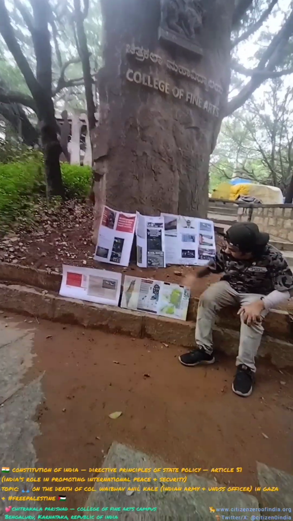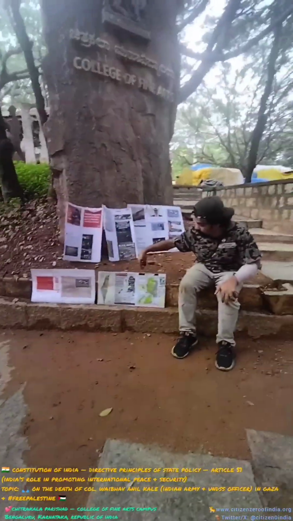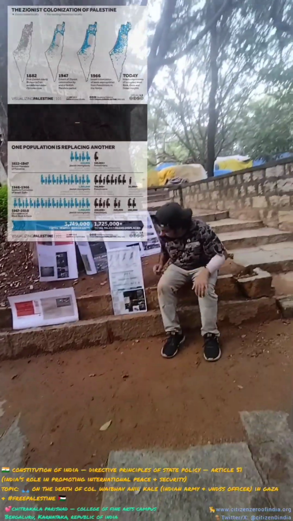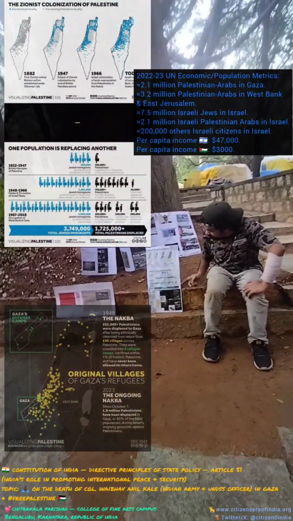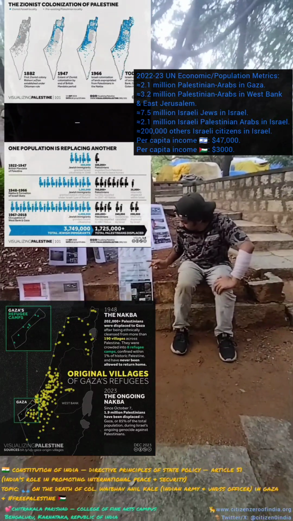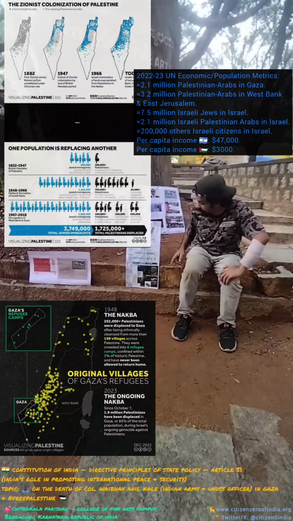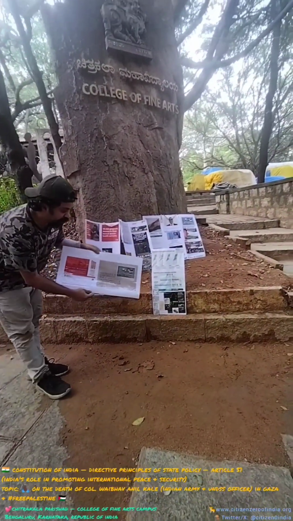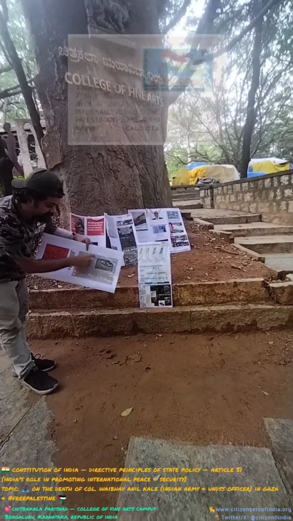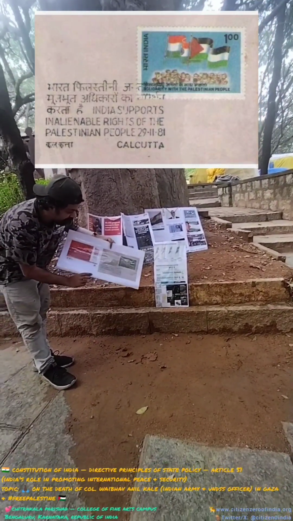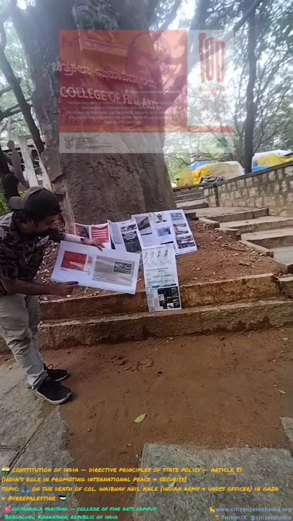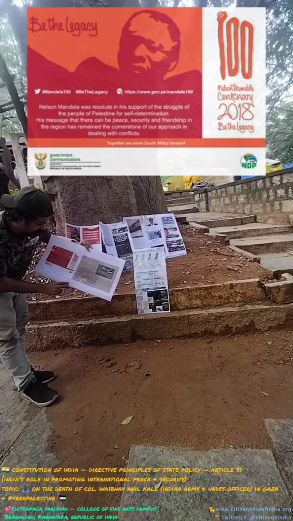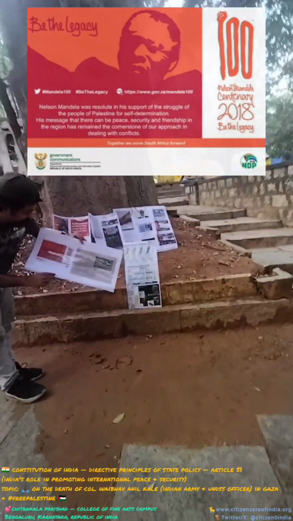These are the placards for the partition map. This is about what the Zionist movement meant towards the displacement of Palestinians, so the Nakba and the current genocide happening. That one is about India's relations with the state of Palestine. One of our maps made in stamps in 1981. This is Nelson Mandela's portrait of his 100th year celebrations and his support for Free Palestine.